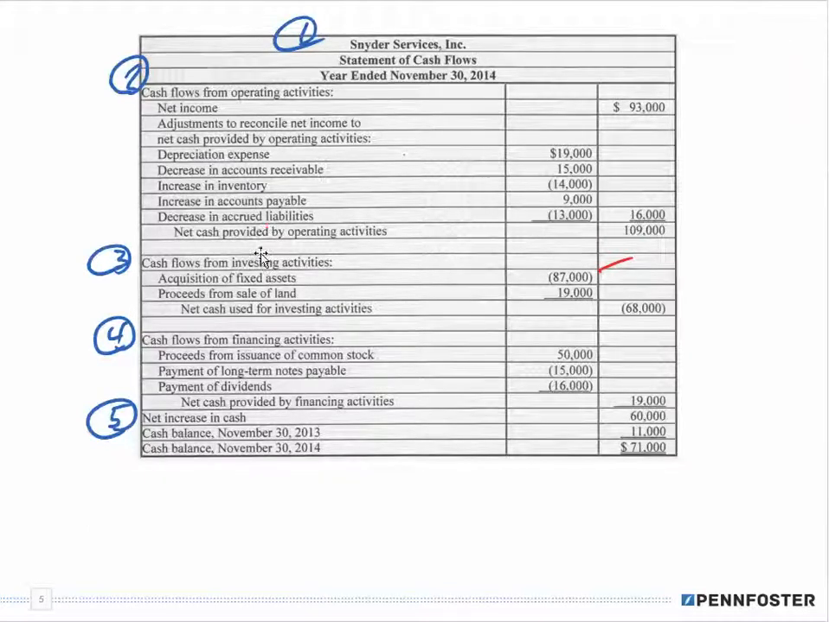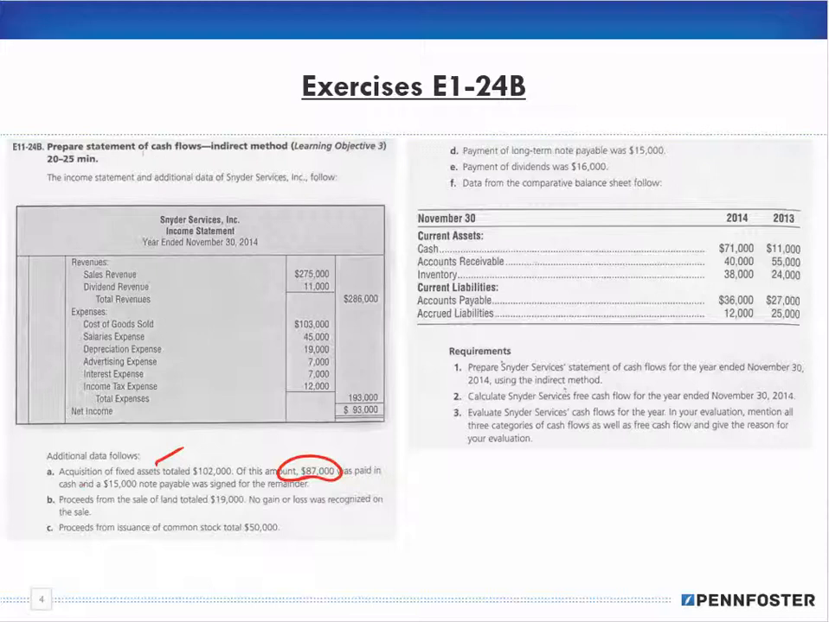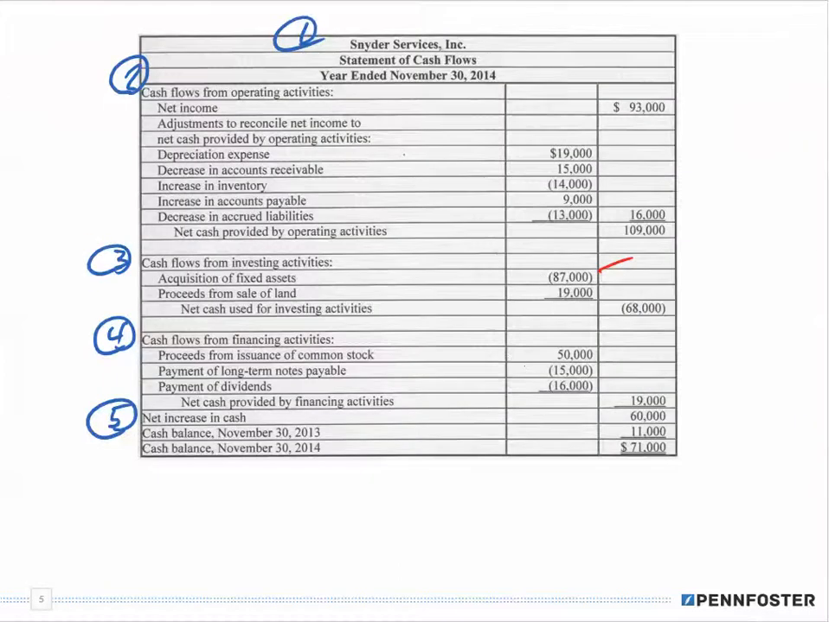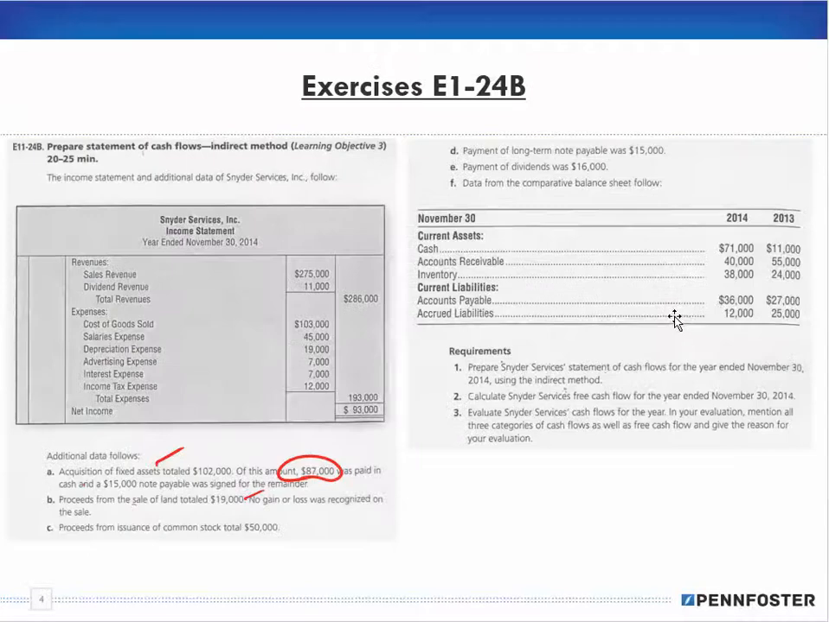Then we have the proceeds from land. Proceeds from the sale of land totaled 19,000. No gain or loss was recognized on the sale, so it's just a straight 19,000. And those are the only 2 investing activities that we have to concern ourselves with in the data that's given for this particular company.